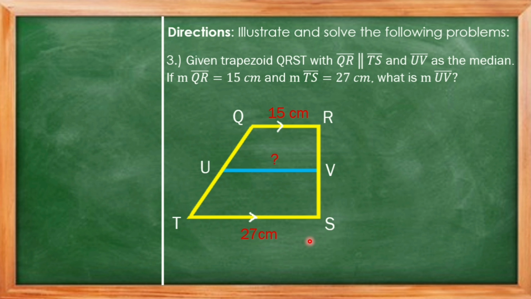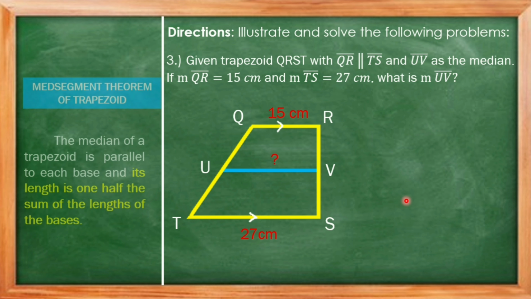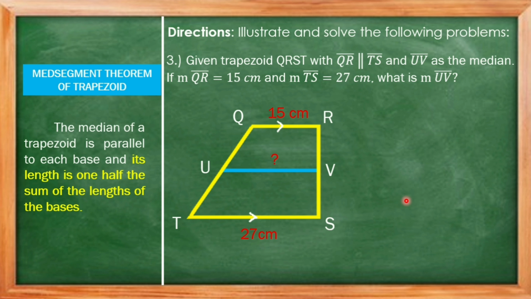What is the measure of segment UV, which is the median? Okay, so recall lang natin doon sa midpoint theorem of trapezoid, it states that the median of the trapezoid is parallel to each base and its length is 1/2 the sum of the lengths of the bases. Okay, ibig sabihin, to get the measure of segment UV, we need to get the sum of the bases, which is yung QR plus TS, and then divide it by 2.